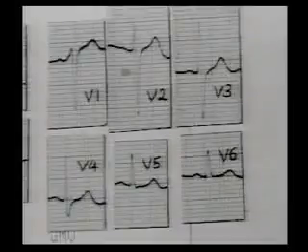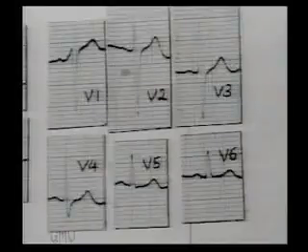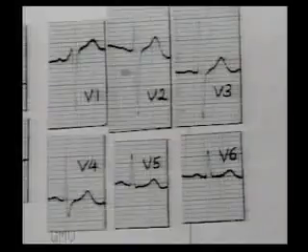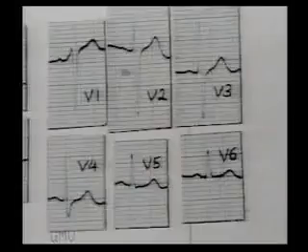Here SV1 plus RV6 measures only 18 millimeters, which is less than 35 millimeters. If the pattern is changed, that is, if R wave is prominent in V1, then look for criteria of right ventricular hypertrophy or right bundle branch block.